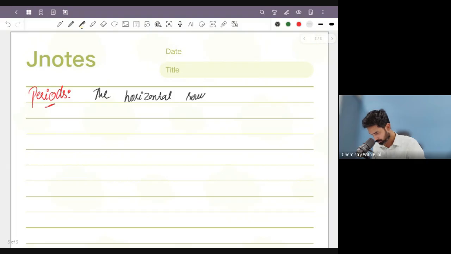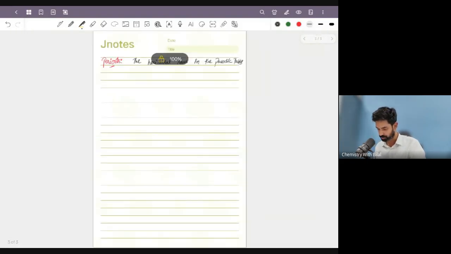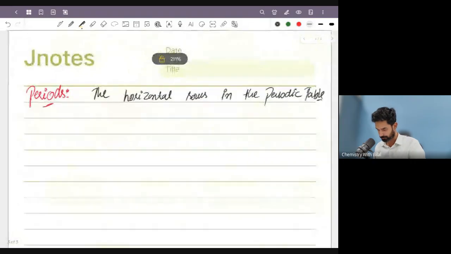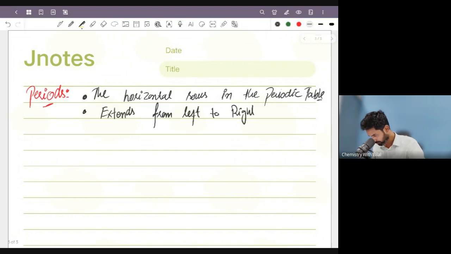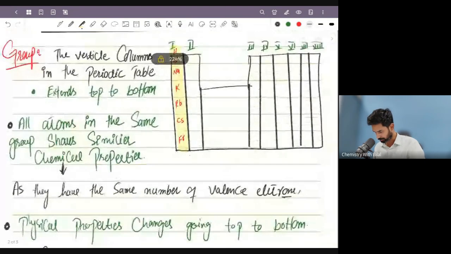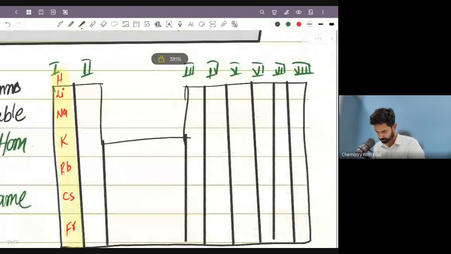The horizontal rows in the periodic table are called periods. Horizontal rows, and they also extend from left to right. So periods extend from left to right. And here is how the periods work: the first period contains hydrogen and helium only.